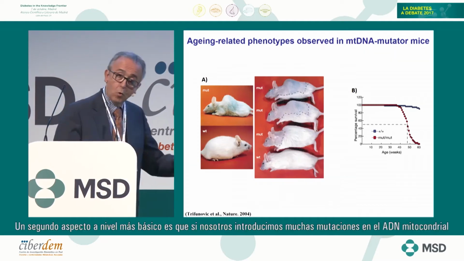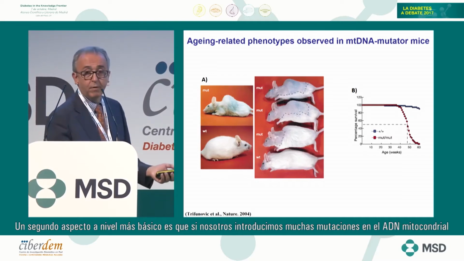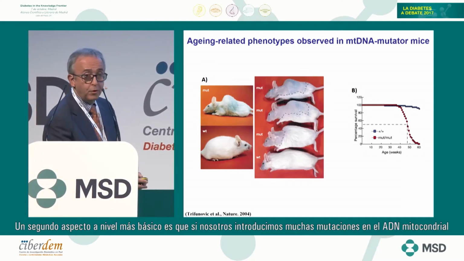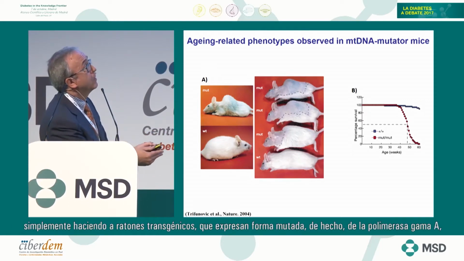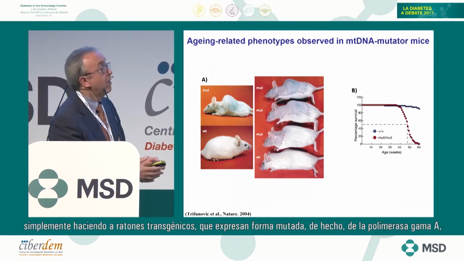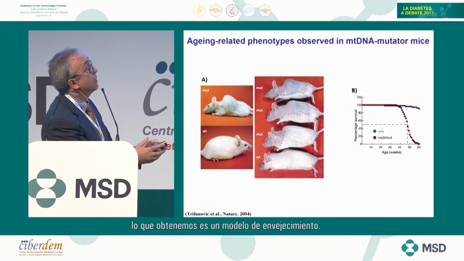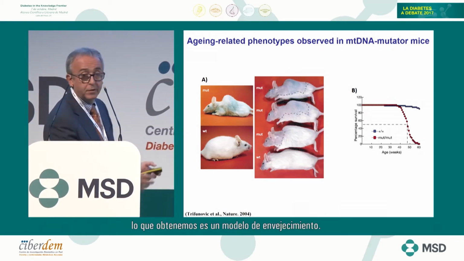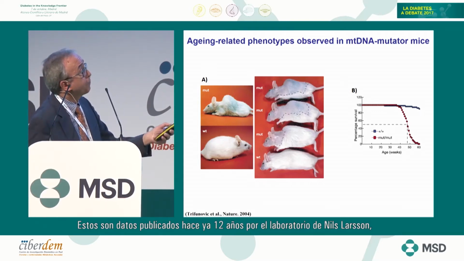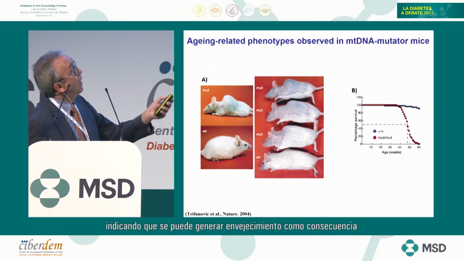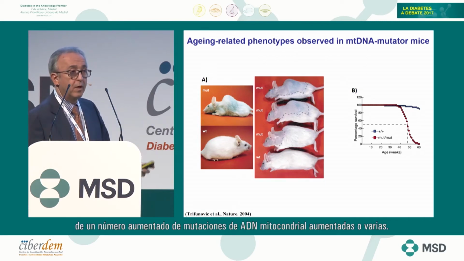A second aspect, at the more basic level, is that if we introduce lots of mitochondrial DNA mutations, by making transgenic mice that express a mutated form of the Pol gamma A polymerase, what we get is a model of aging. This is data that were published 12 years ago by Nils Larsson's lab, indicating that you can generate aging as a consequence of an increased number of mitochondrial DNA mutations.